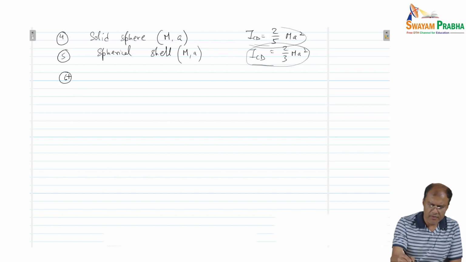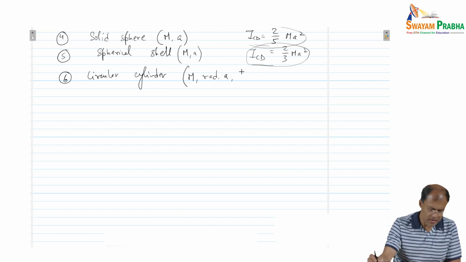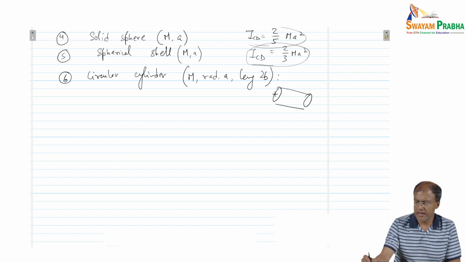And then that of the circular cylinder, the mass m, radius a, and the length 2b, we see that so we are talking about this time the cylinder will be mass m, radius a. So the radius is a and the length is 2b.